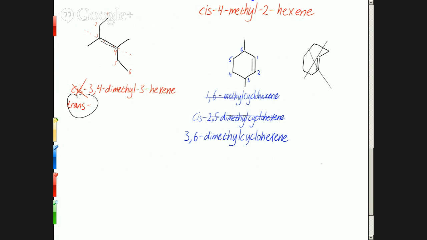You can only have cis. And that's why we leave that out. It's not wrong to put it in. If you said cis, that's fine. But we usually don't put it in there just because that's the only possibility. Any questions about that? Okay.